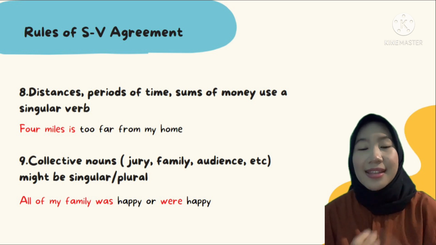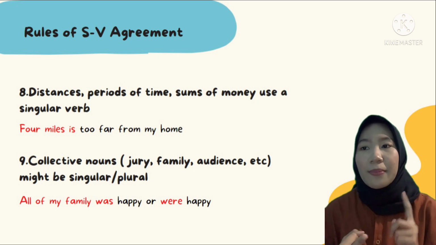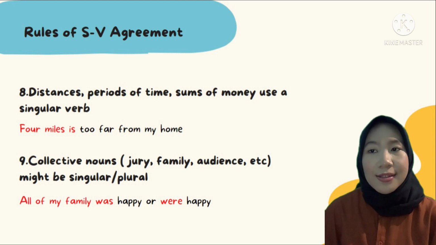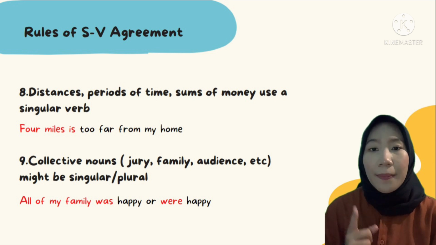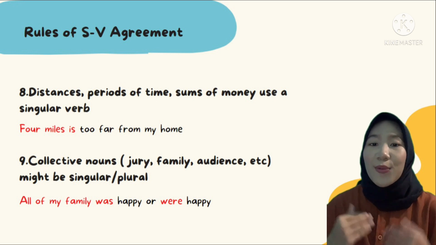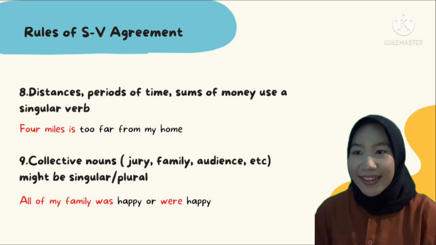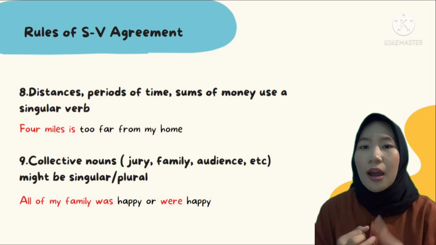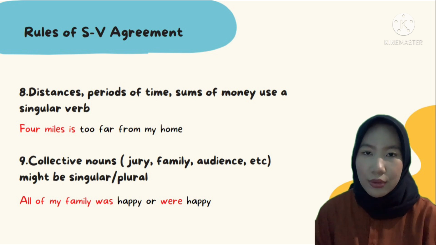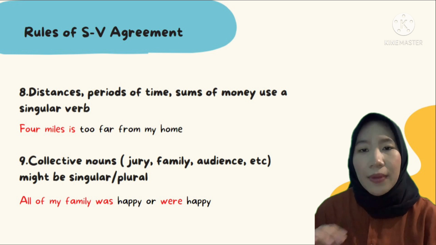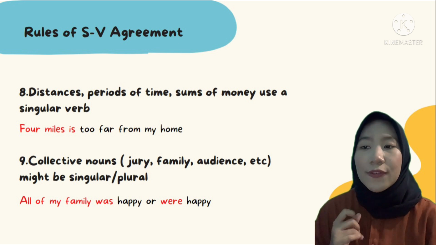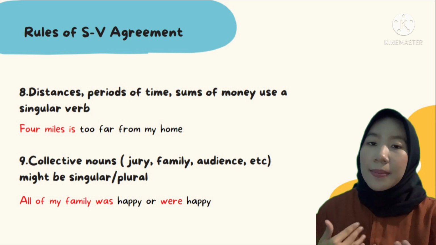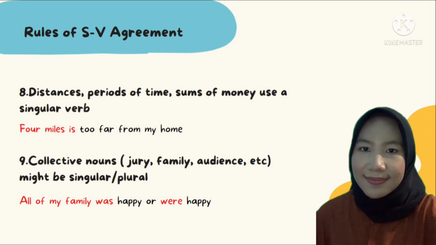Next, if there are distances, periods of time, or sums of money, we have to use a singular verb. Example: 4 miles is too far from my home. 4 miles indicates distance, so we have to use a singular verb. And then, if you find collective nouns like jury, family, audience, the verb might be singular or plural. Example: all of my family was happy, or all of my family were happy. You are free to choose one of them, because both are correct.